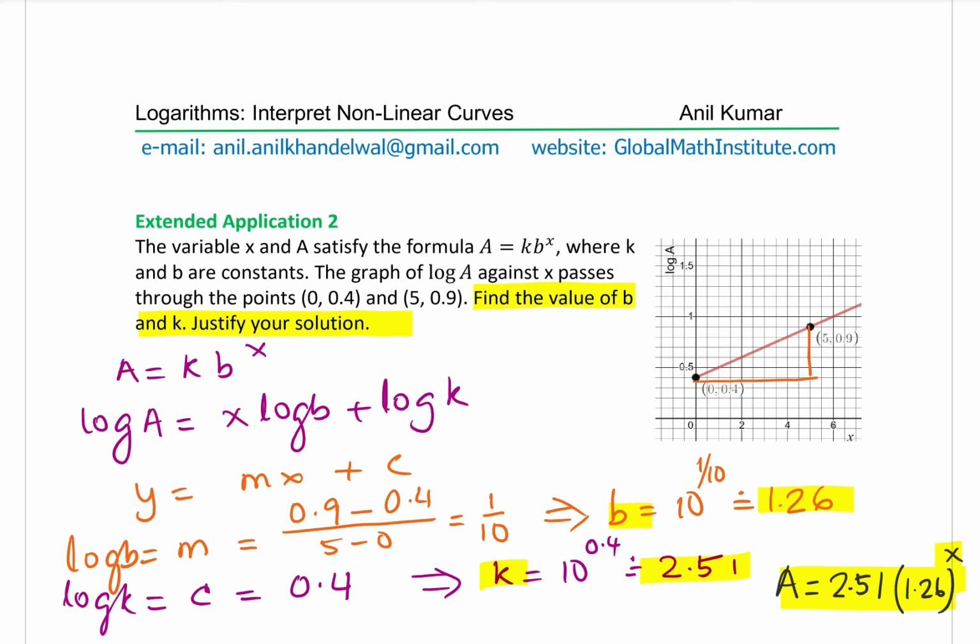Now these two questions are extremely important from examination point of view. So I'd like you to go through it once again, try to understand all the concepts so that you ensure that you get good marks. Thanks for your time and all the best.